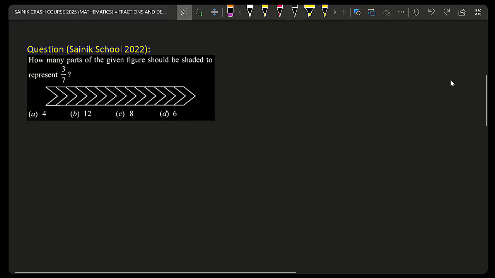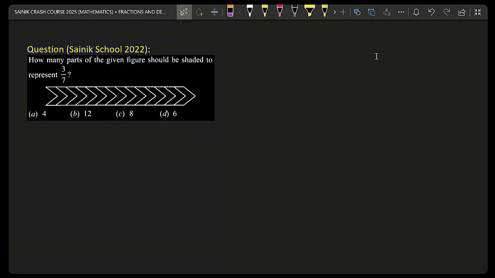Sahasra, can you give the answer? Sahasra, you're not audible. Saharsha, can you give the answer? Saharsha, you're not audible. Manaswini, can you give the answer? Yes, Manaswini, answer.